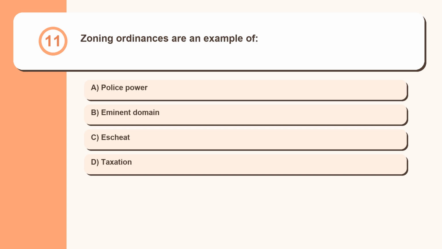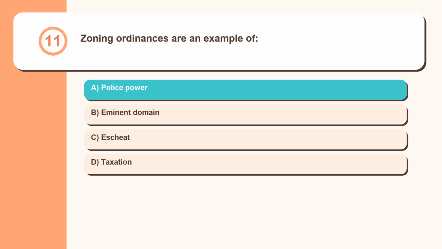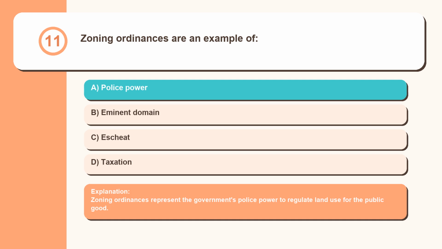Question 11. Zoning ordinances are an example of police power, eminent domain, escheat, taxation. Zoning ordinances represent the government's police power to regulate land use for the public good.